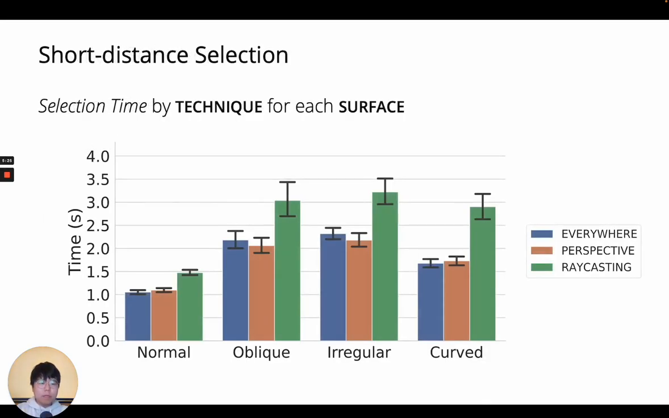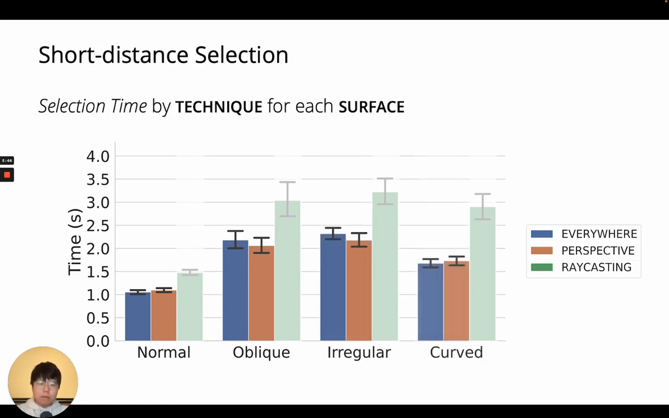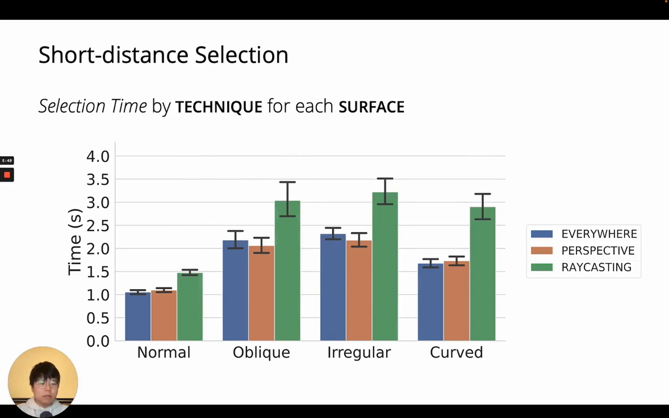Our analysis of selection tasks focuses on selection time and error. Here are our high-level results. The labels on the x-axis represent the type of surface the task was performed on. Everywhere cursor and perspective cursor performed equally as fast, as you can see, on the flat or normal, oblique, irregular, and curved surfaces. Raycasting was quite a bit slower than the other two, taking nearly 1.5 times longer.